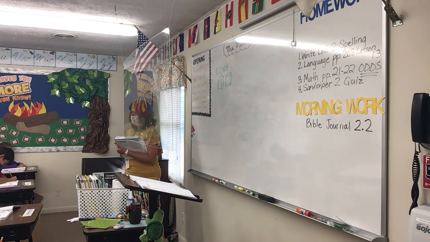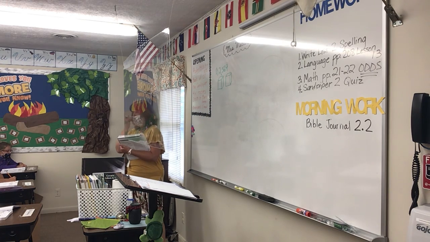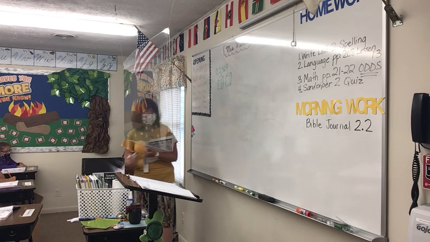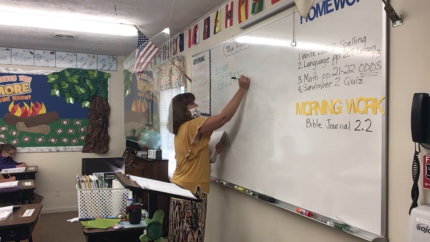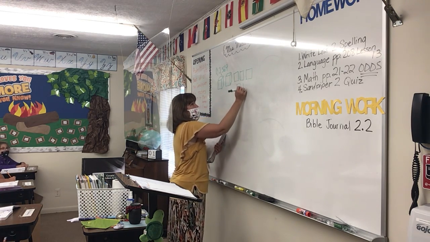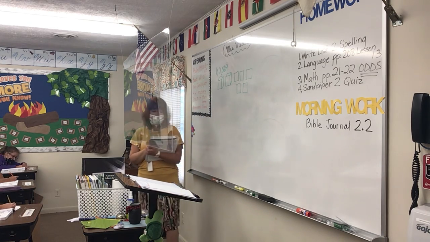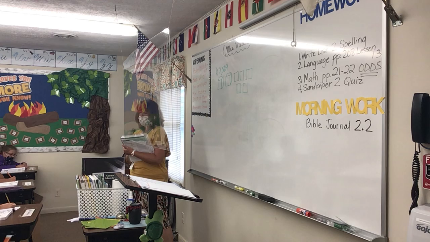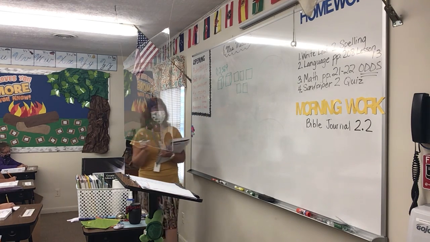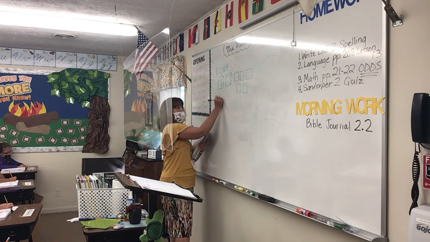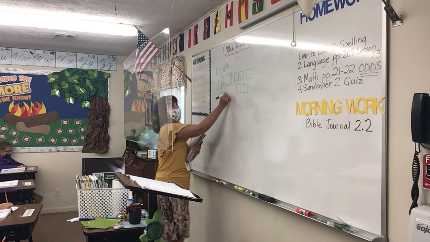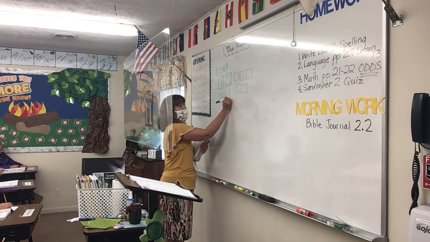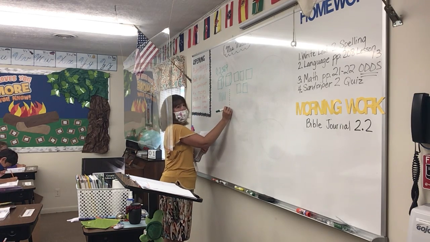And then how many hundreds? It would be 500. Good. Hundreds. Yep, 5 hundreds. And then how many tens? 6. Mm-hmm. And then how many ones? 9. 9. Good.